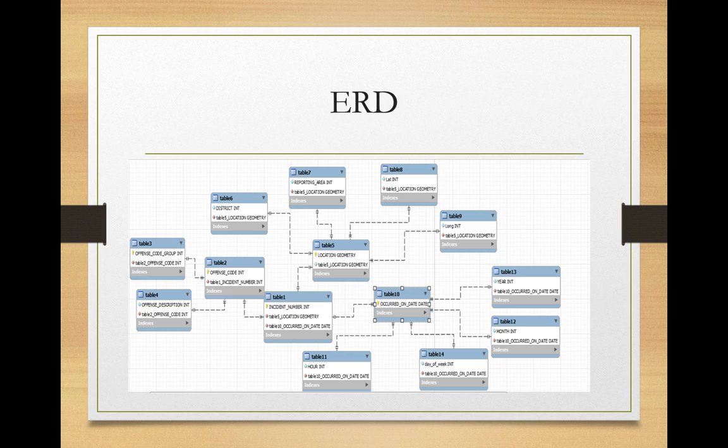And let's take a look at the ERD. In our case, we have a total of 14 tables, and there are three important tables: offense code, location geometry, and occurred on date. These decide what the crime is, where the crime is, and when the crime happened. Let my partner explain further information about it.